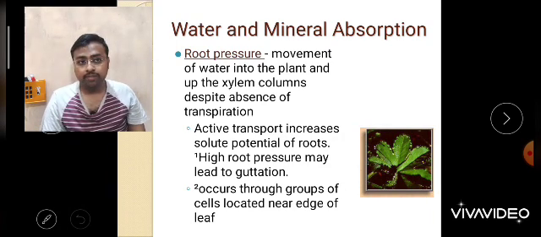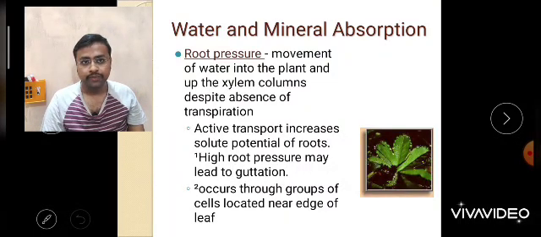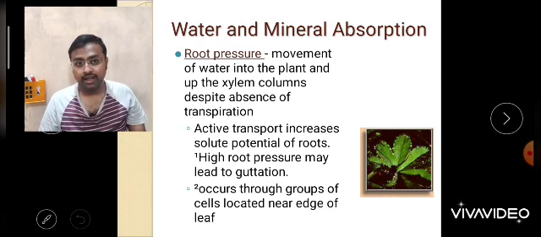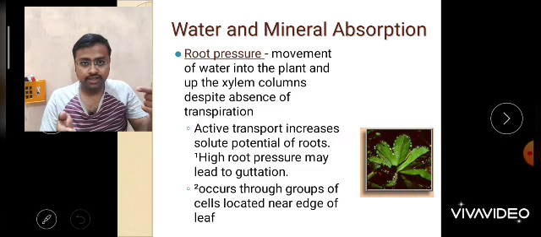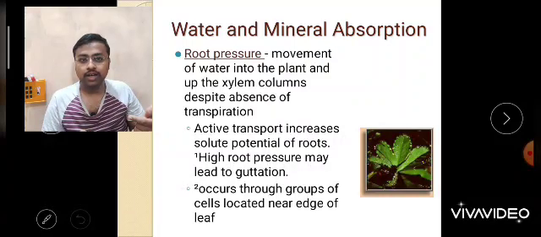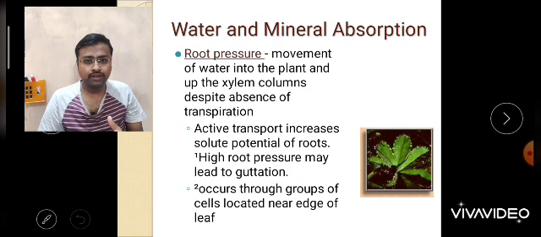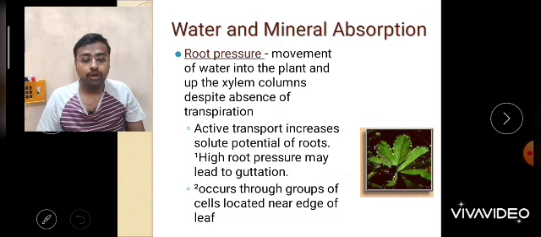Now there is one theory which explains the transportation and absorption of water, which is root pressure theory. Root pressure theory states that movement of water into the plant up to the xylem column is there because of continuous tension present in root. So there was a scientist who injected a needle, and the needle was connected with the galvanometer. So he found some kind of pulsation in root.